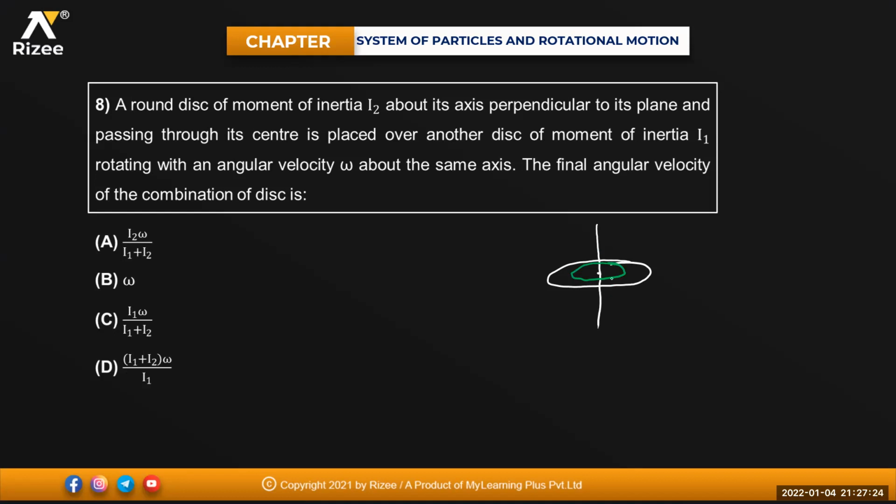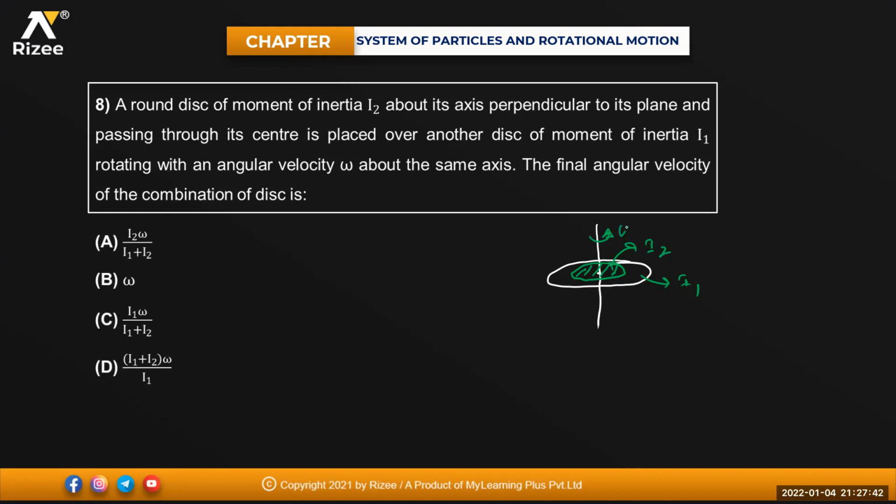So angular momentum of the disk is how much for me, beta? A round disk of moment of inertia I2 about an axis perpendicular to its plane and passing through its center is being placed over another disk of moment of inertia I1. So this one is I1. This one is I2.